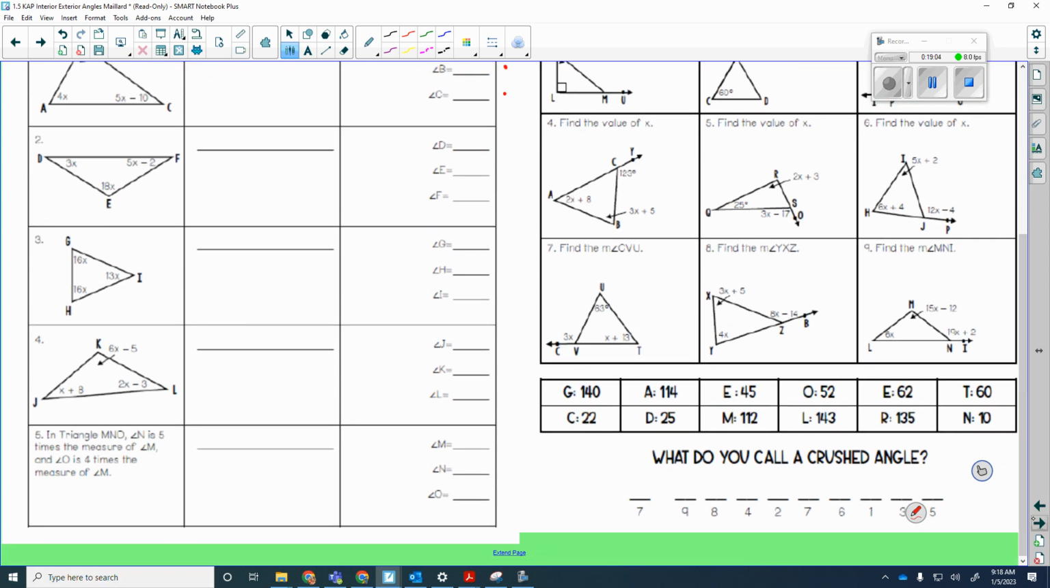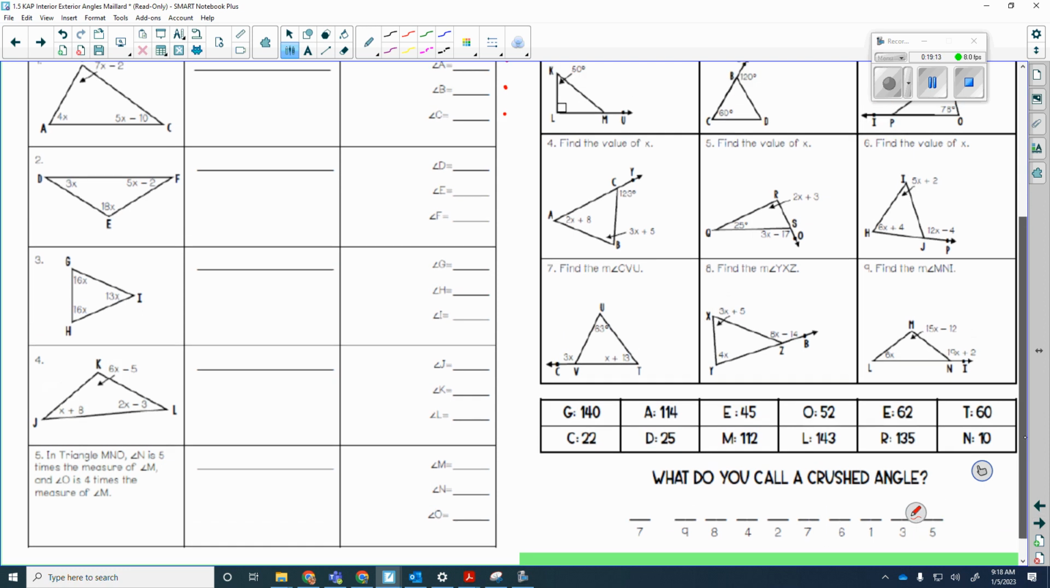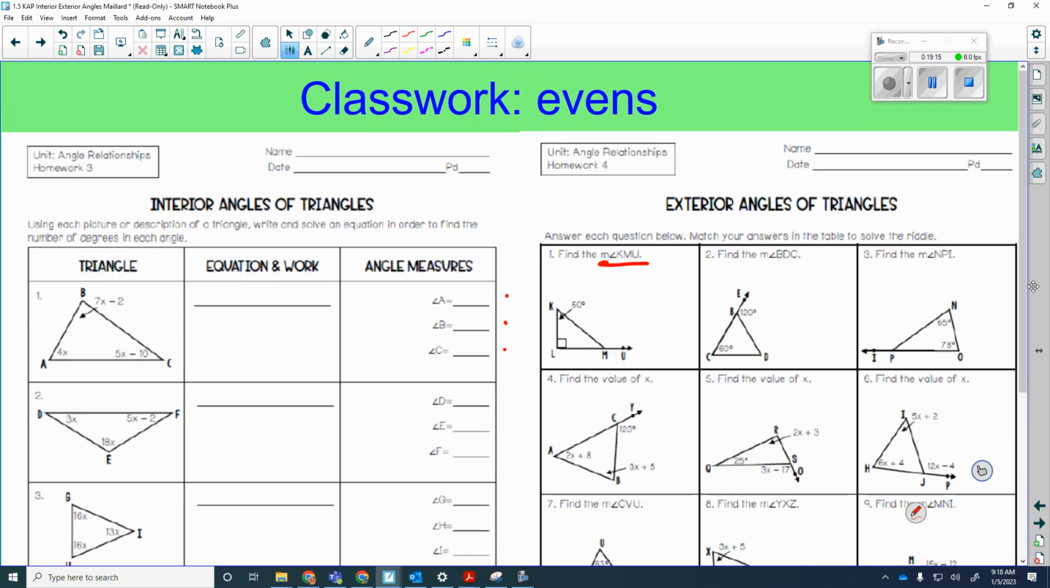This one's going to be a little math lib where you fill in the letters down here. It's one of those corny jokes. What do you call a crushed angle? I don't know. You won't know it until tonight when you do your homework, okay? So evens only with a partner, then we're going to check. If you're at home, pause the video.